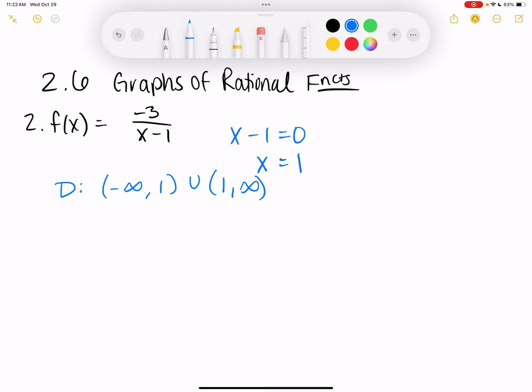Was there ever a time we use brackets for these ones? Yes, if it's including a value. This is not. Okay.